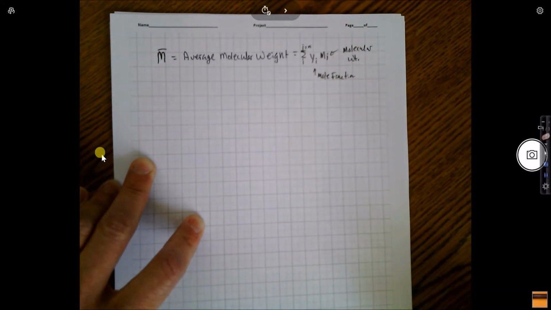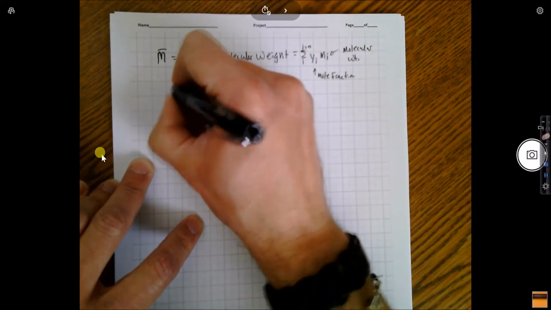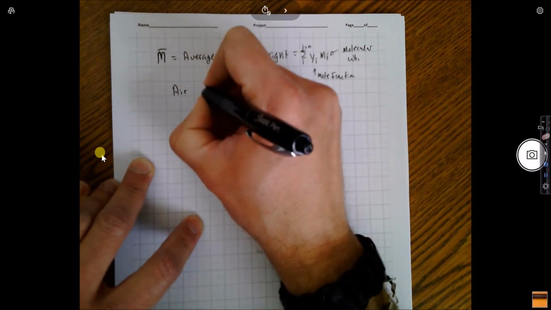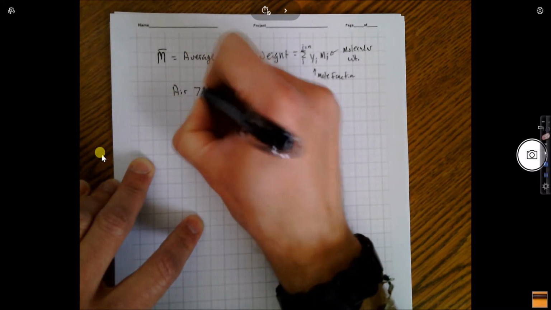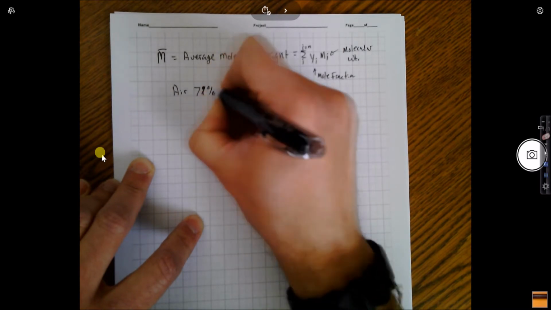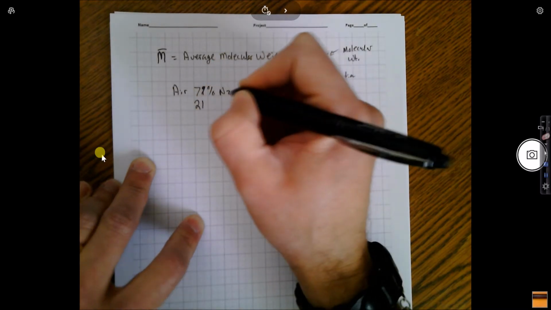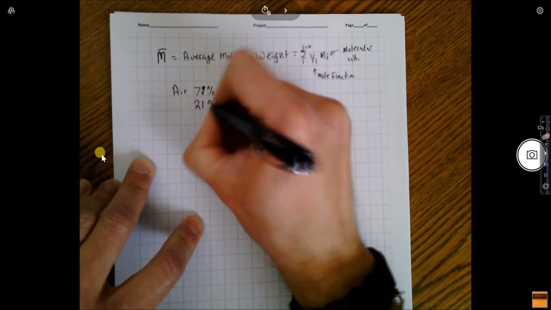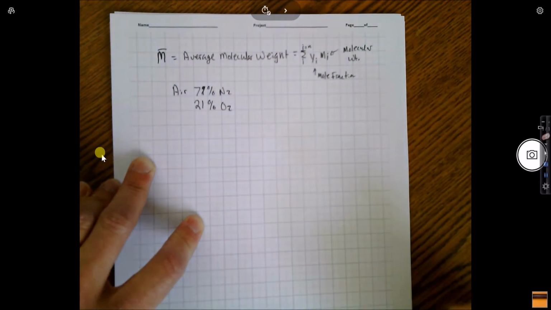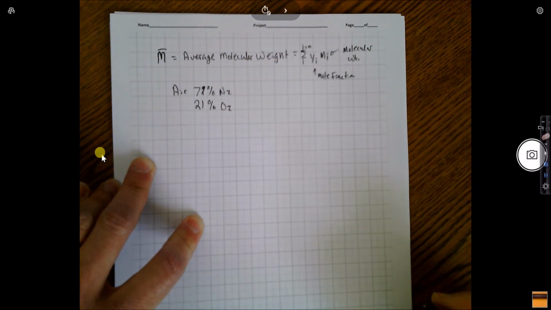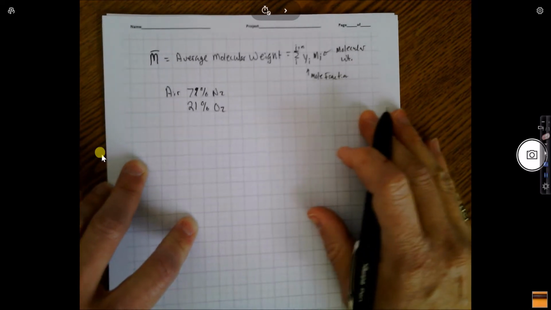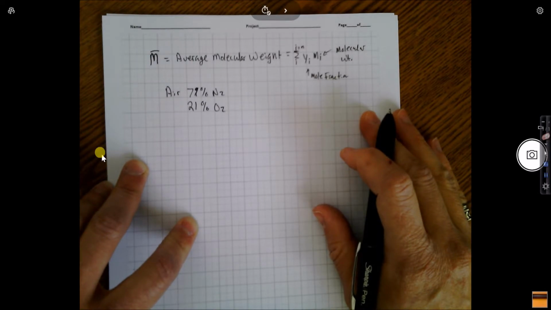And so the example I'm going to use is that of air. We said earlier air is 79% nitrogen, or sorry, oxygen, no, nitrogen. Excuse me, my mouth wasn't doing what my hands were doing. And 21% O2. So nitrogen and oxygen in this form are both diatomic, therefore they're both molecules. So we can use this as a decent example to show folks the concept of average molecular weight.